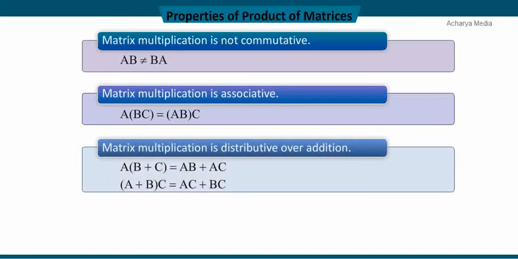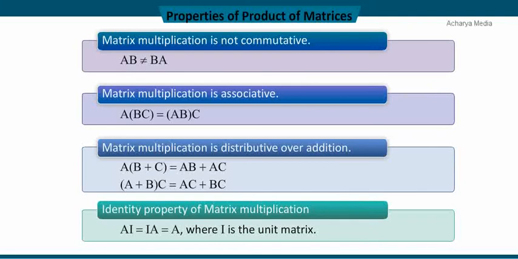Matrix multiplication is distributive over addition. That is, A into (B plus C) is equal to AB plus AC, and (A plus B) into C is equal to AC plus BC. Identity property of matrix multiplication is AI equal to IA equal to A, where I is a unit matrix.